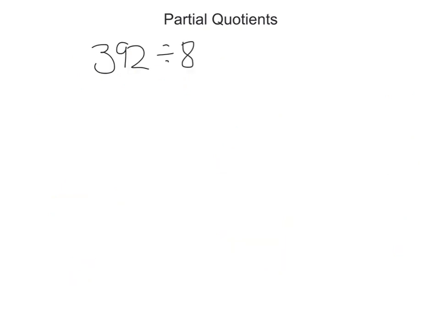We're going to practice using partial quotients again, but before we do that, I'm going to show you how creating a quick fact table can help you solve a little bit faster. So I'm going to set up my problem. 392 divided by 8. And I'm going to make a fact table for 8.